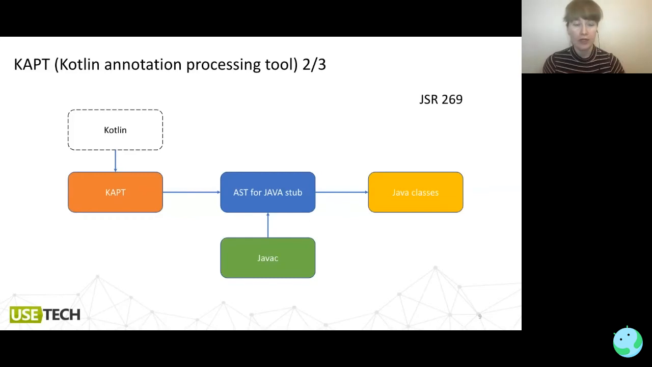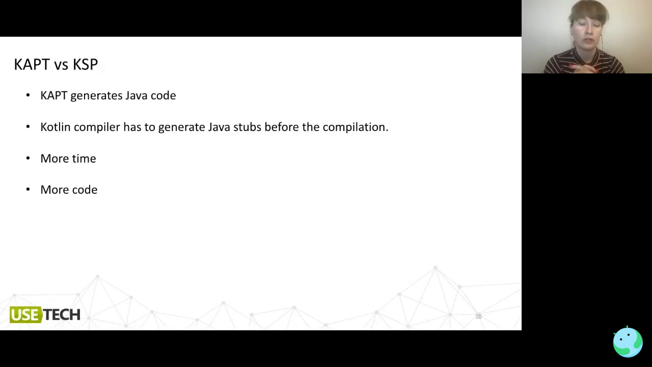So, here is one of the biggest problems with KAPT. I'm sorry, I'm not really a specialist in using KAPT and how it works under the hood. I only know the simplified cycle of its algorithm. So KAPT had to generate Java code from Kotlin code. Also, it had to generate Java stubs before compilation, and then we can compile all this bunch of code. So there is more code than we have written.